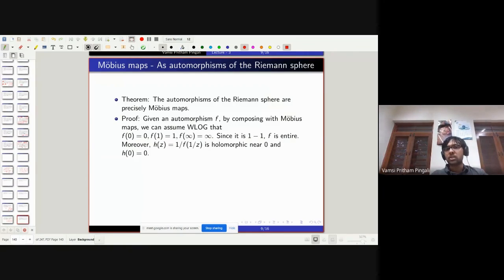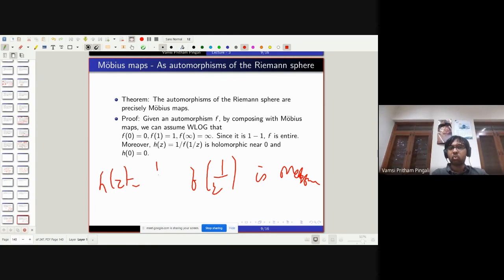Now, because it's an automorphism of the Riemann sphere, f of 1 by z is meromorphic, right? And so if I define h of z as 1 by f of 1 by z, what happens? Near 0, it is holomorphic. Why? Because what can go wrong is that this can become infinity, in other words, this can become 0.